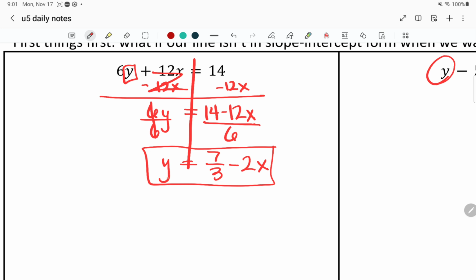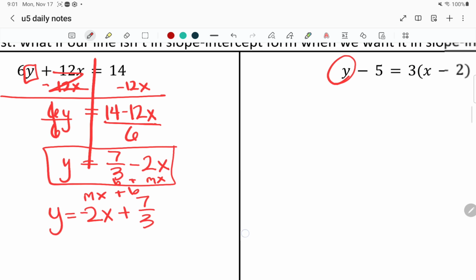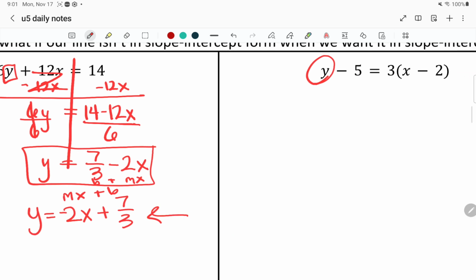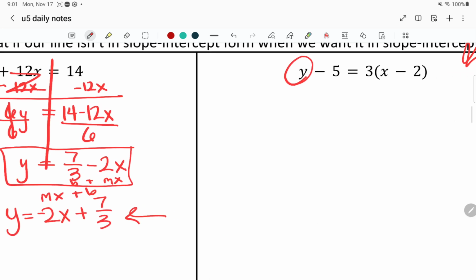So y is by itself, and it's swapped around. Like, I could rewrite it. Either way works. Delta Math is chill. But this is your mx plus b. Or you have b plus mx, and that's fine. Either way is fine. But that is probably what you're more often used to.